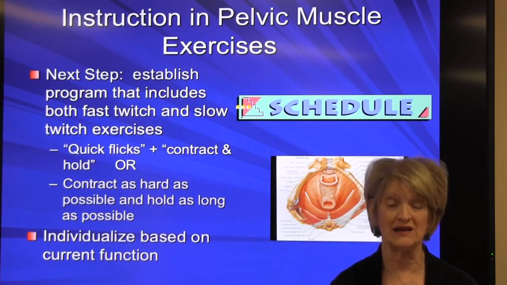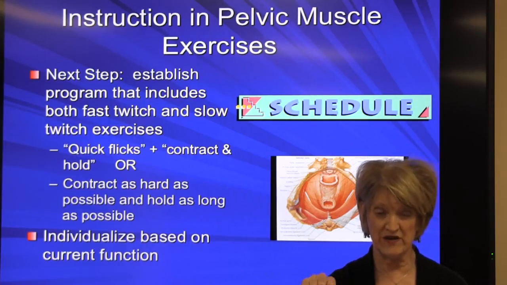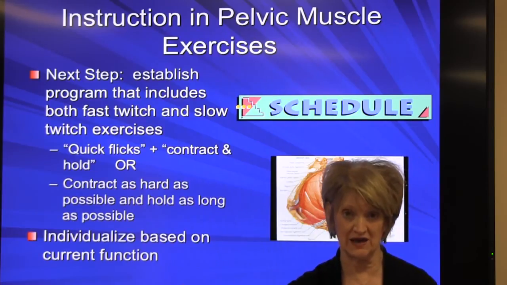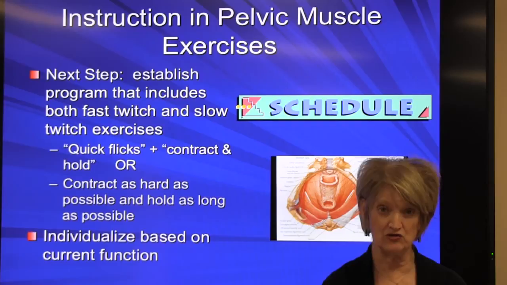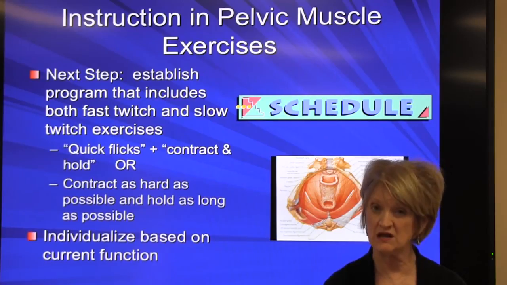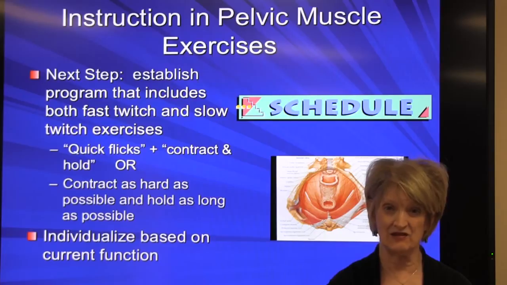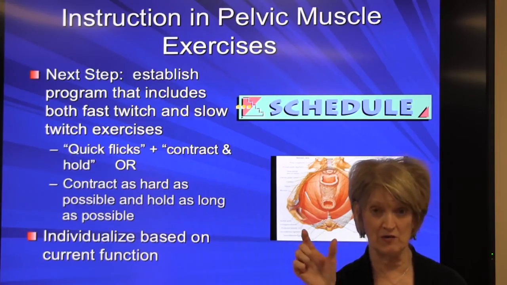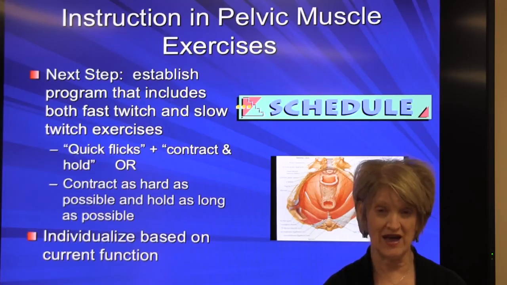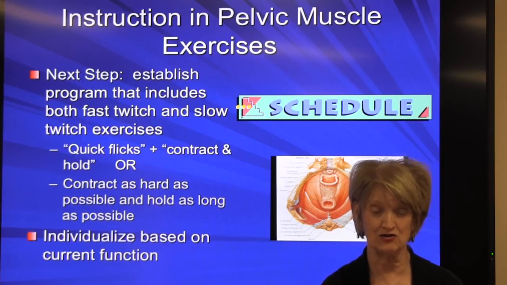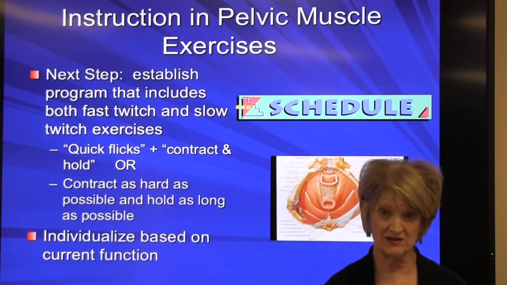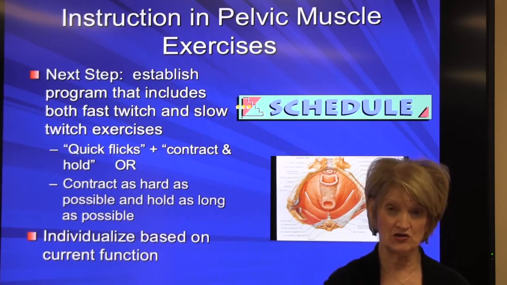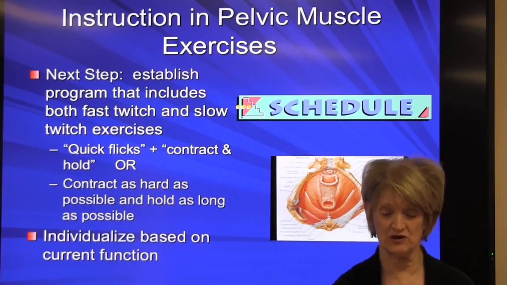In contrast, the contract and hold, a sustained contraction, you want them to contract and you want them to focus on holding for as long as they can. So if right now you do a sustained contraction, you focus not so much on intensity, you focus much more on endurance. So contract, hold it, hold it, hold it. Okay, you're trying to help them maintain that contraction. That's exercising your slow twitch fibers. So quick flicks exercise your fast twitch, contract and hold exercises slow twitch.